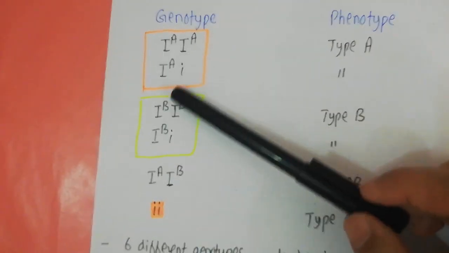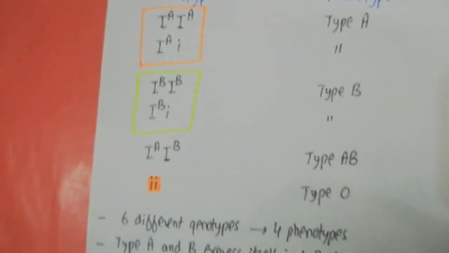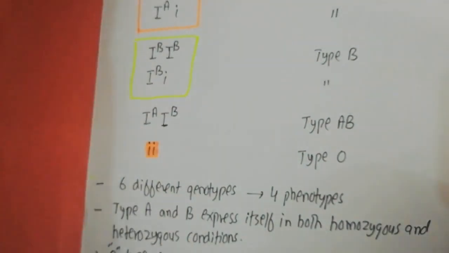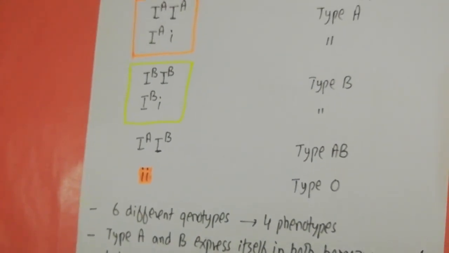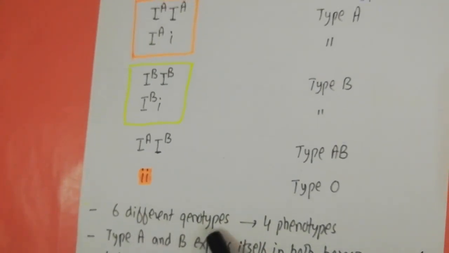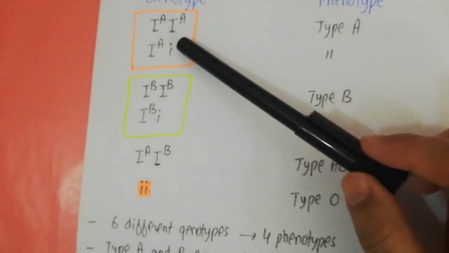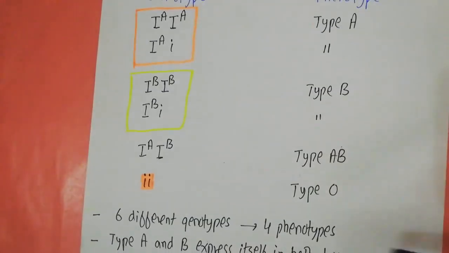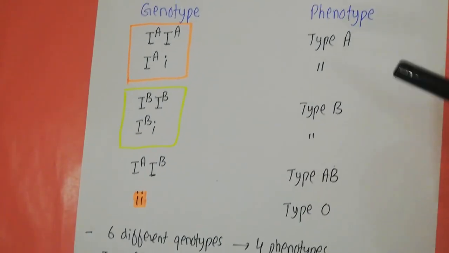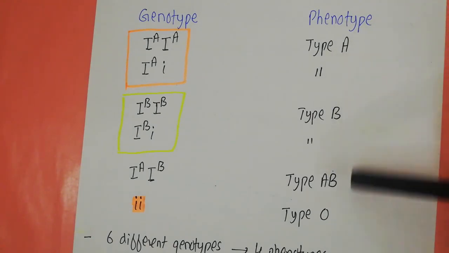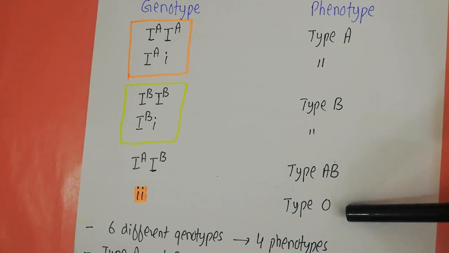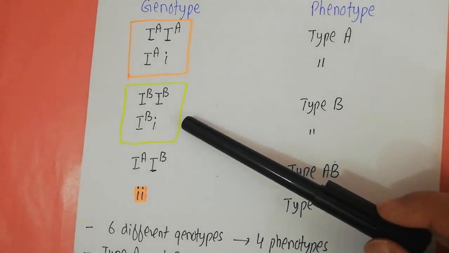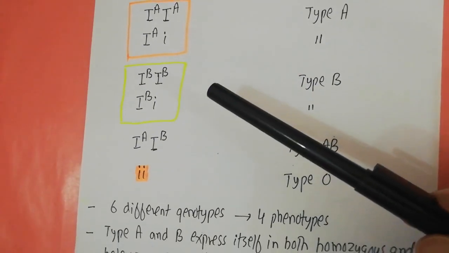If you talk about this table, from this table you can actually deduce some conclusions. One of the conclusions you can deduce from this table is that there are 6 different genotypes. You can see them: 1, 2, 3, 4, 5, and 6. And there are 4 phenotypes. You can have the type A blood, the type B blood, the type AB blood, and the type O blood. So you are having 4 phenotypes, and you are having 6 different genotypes.